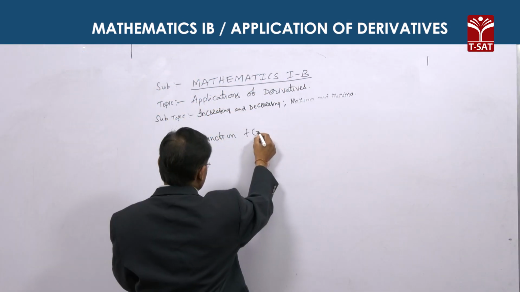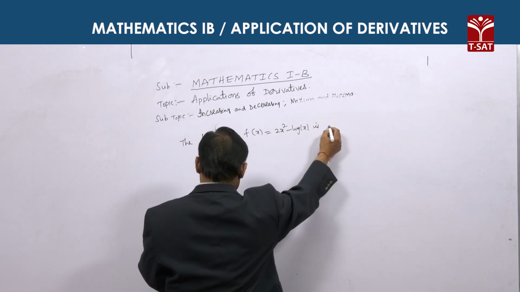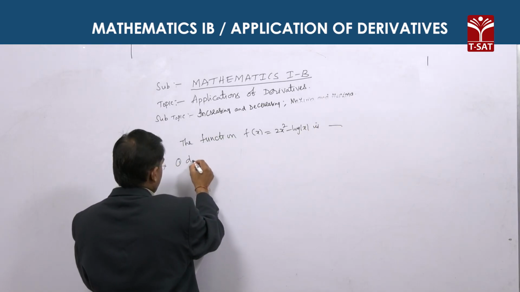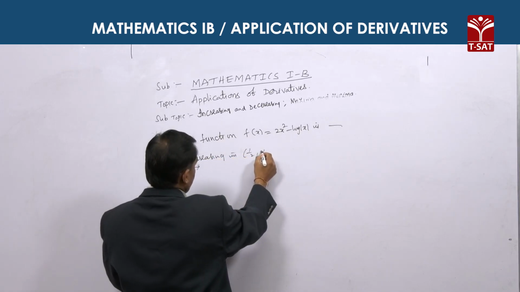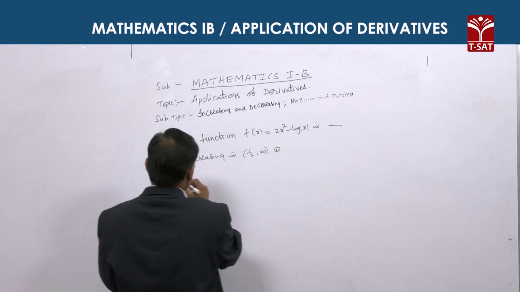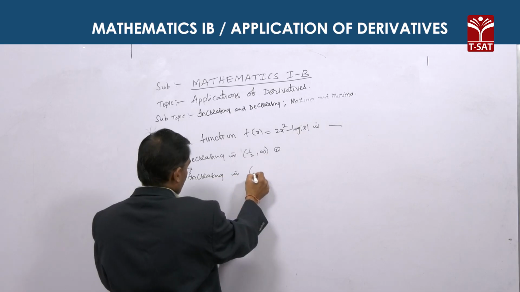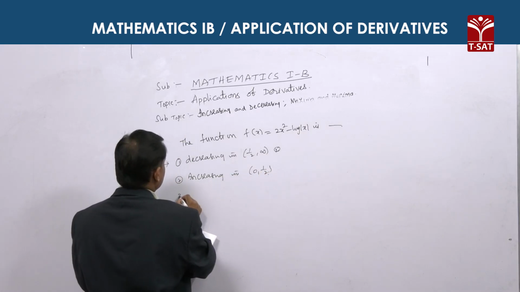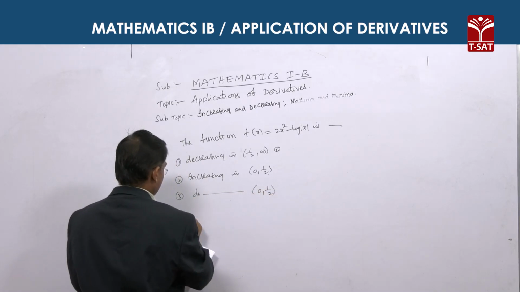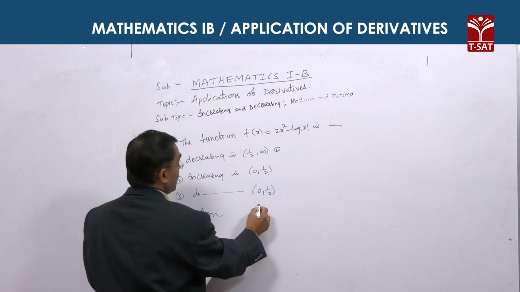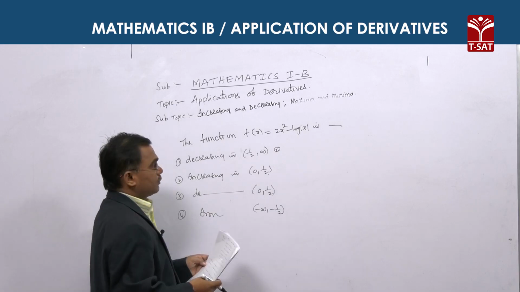The function f of x is equal to 2x square minus log x. First response: decreasing in (0, infinity). Second response: increasing in (0, 2). Third response: decreasing in the interval (0, 1/2). Fourth response: increasing in the interval minus infinity to minus 1/2, decreasing here, increasing. Which one is correct?